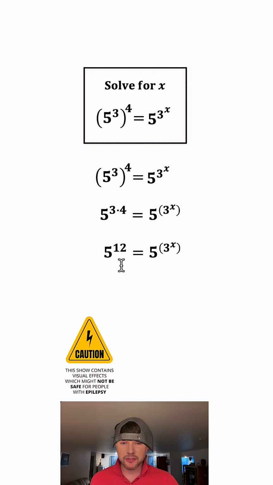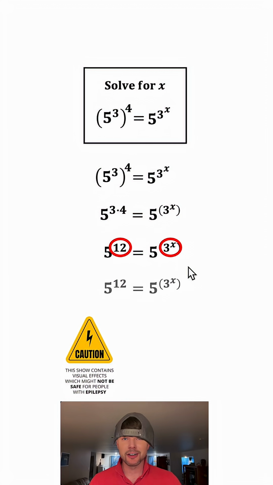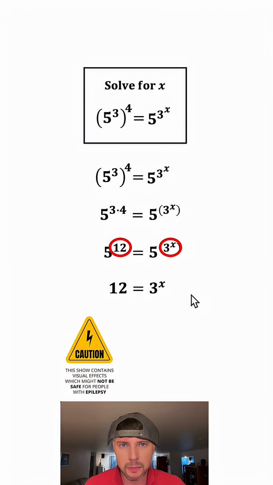So now we have 5 to the power of 12 equals 5 to the power of 3 to the power of x. Since the bases match, this can only be true if the exponents are equal to each other. We can just set these equal to each other, or in other words, drop the base.